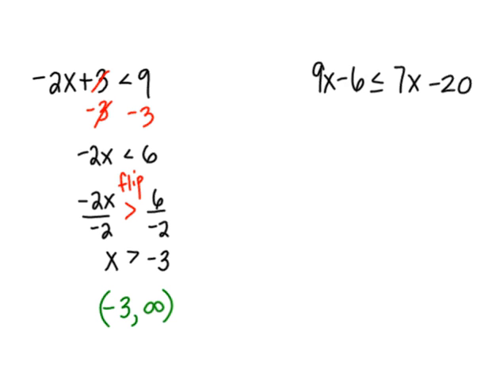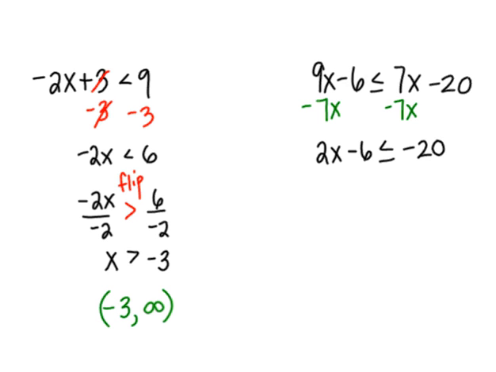Next problem is 9x minus 6 is less than or equal to 7x minus 20. First thing we need to do is get our x's on the same side. So I'm going to subtract 7x from both sides. What's left over would be 2x minus 6 is greater than or equal to negative 20.